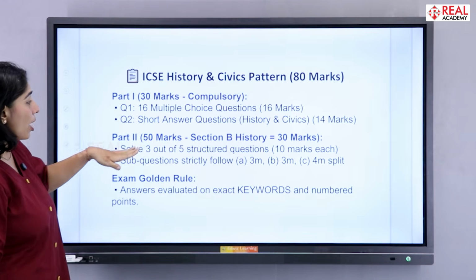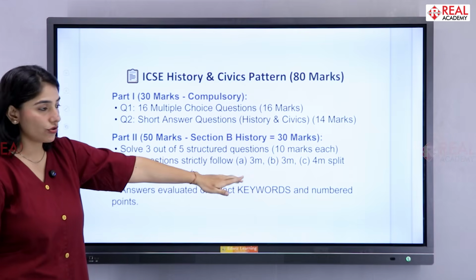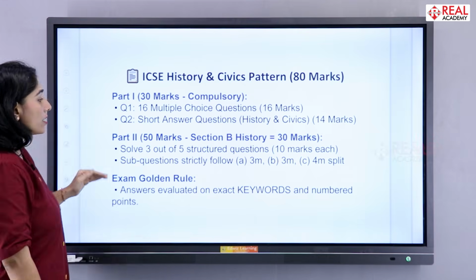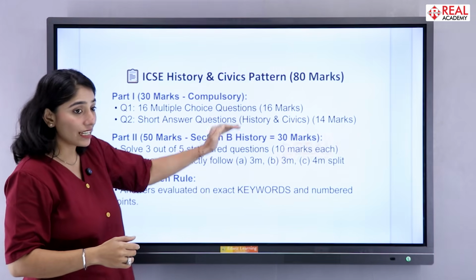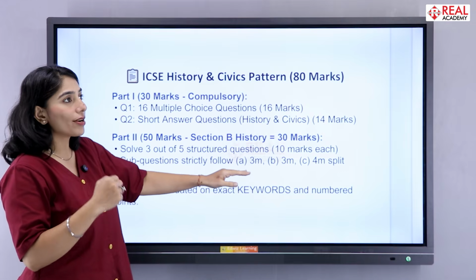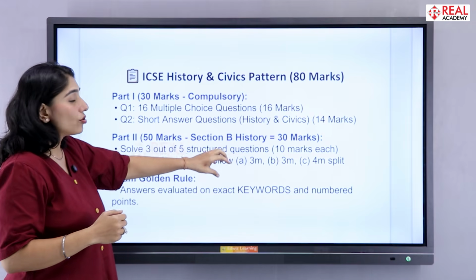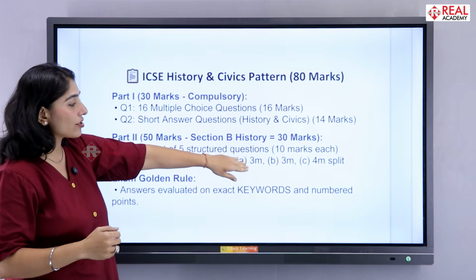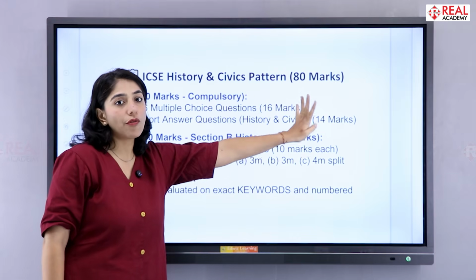Okay, so out of this, for the first one, solve 3 out of 5 structured questions. It is 10 marks each. Sub questions we strictly follow. If it is a sub question for each question, then the sub questions will have A, B and C. Alright, so normally your question A is 3 marks, question B is 3 marks and C is 4 marks.